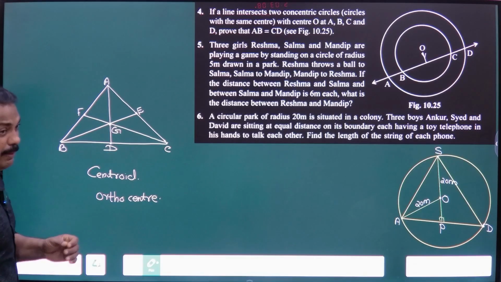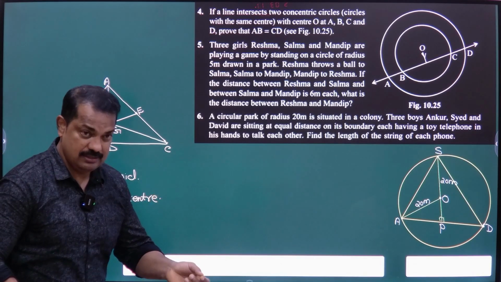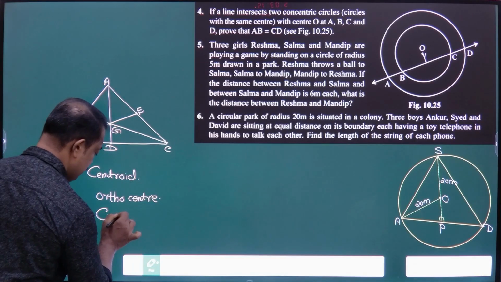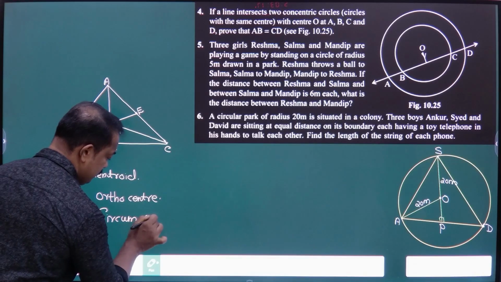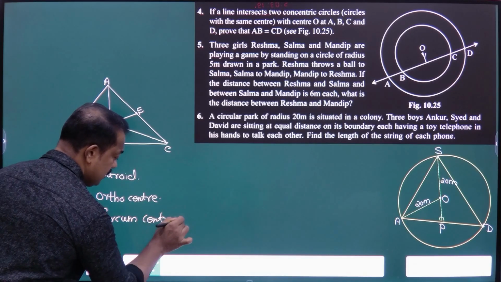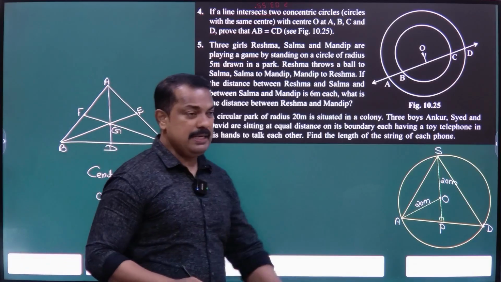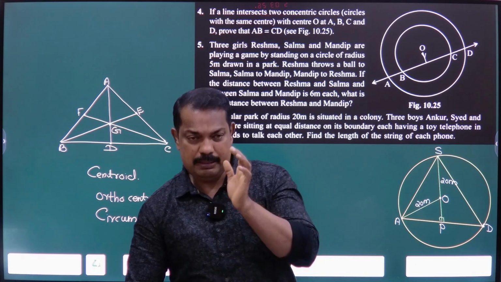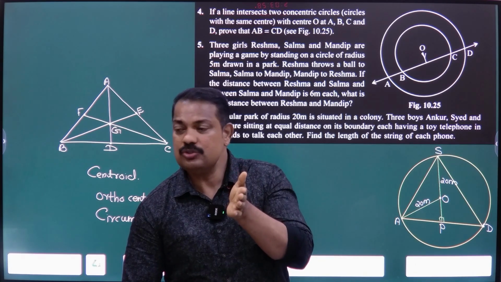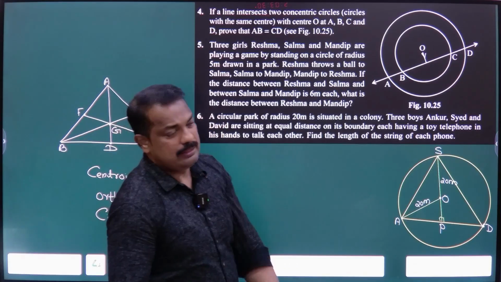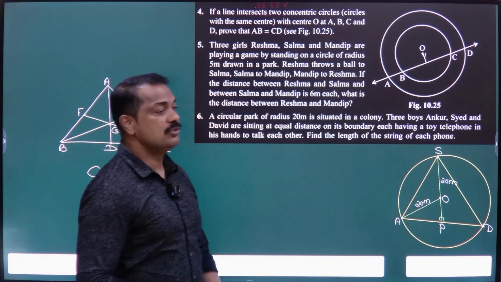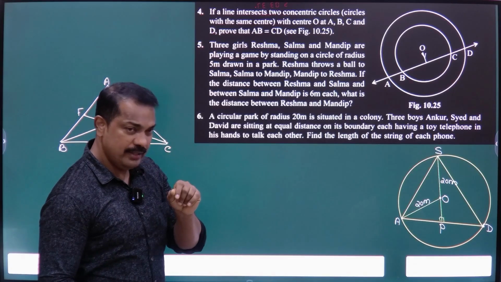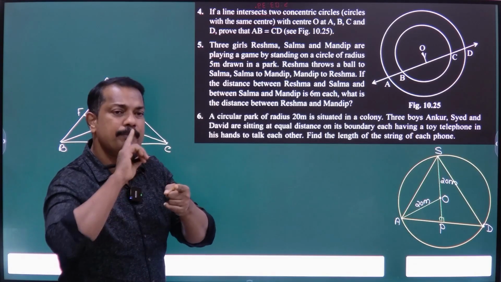Orthocenter. And the meeting point of perpendicular bisector is called circumcenter. You did the construction also, circumcenter. Meeting point of the perpendicular bisector is called circumcenter. Meeting point of the altitudes is called orthocenter. And the meeting point of the median is called centroid. In the case of equilateral triangle, all these points meet at the same point.